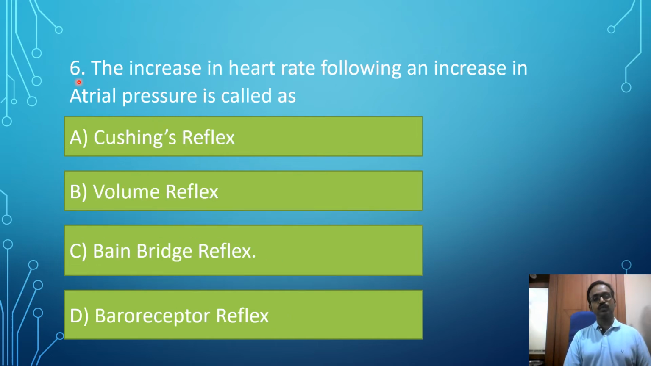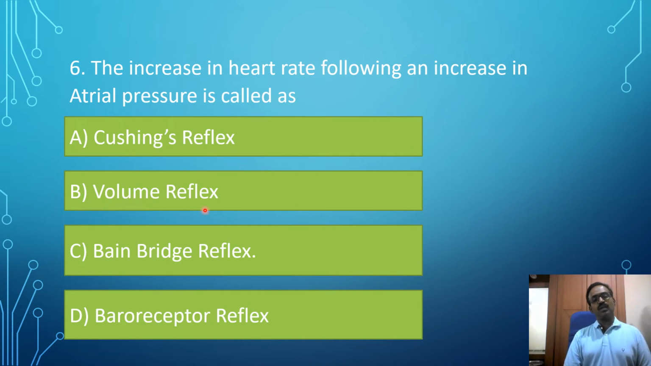Sixth MCQ. The increase in heart rate following an increase in atrial pressure is called. Note the word atrial. Okay. Option A is Cushing reflex. Cushing reflex is associated with increased intracranial tension with relative bradycardia. So this is the wrong answer.